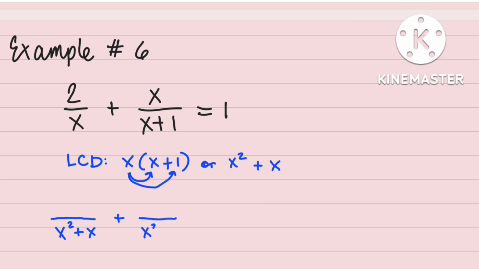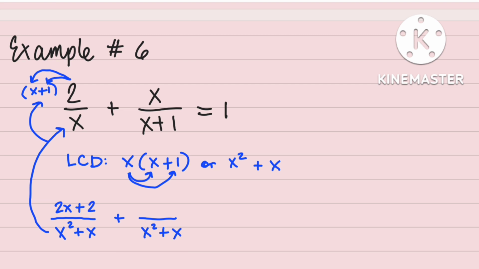Now, we will transform the two fractions into new fractions whose denominators are both x squared plus x. x squared plus x divided by x, we will obtain x plus 1. And then we will multiply that by the numerator. And then this will be 2x. This will be plus 2. We'll do the same here. x squared plus x divided by x plus 1. The answer is x. And then we will multiply that by x. So x times x, this will be x squared.